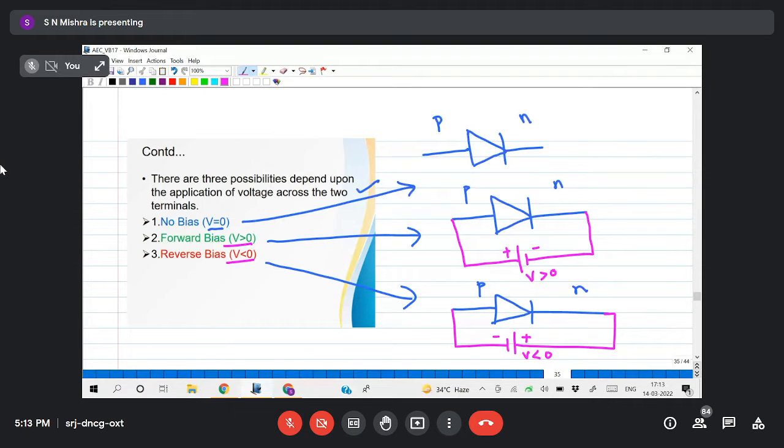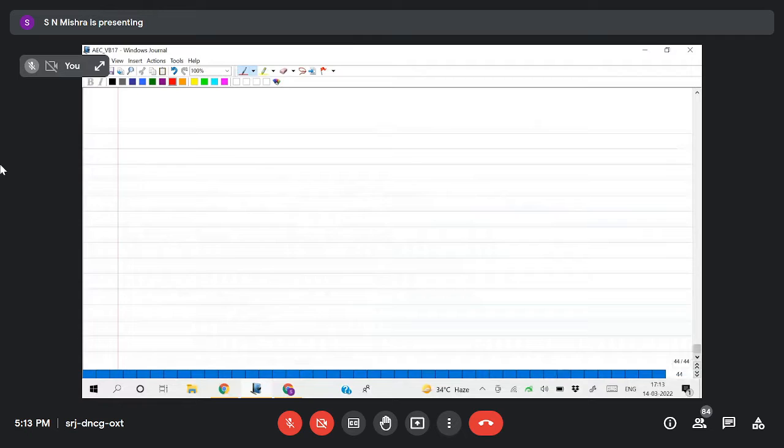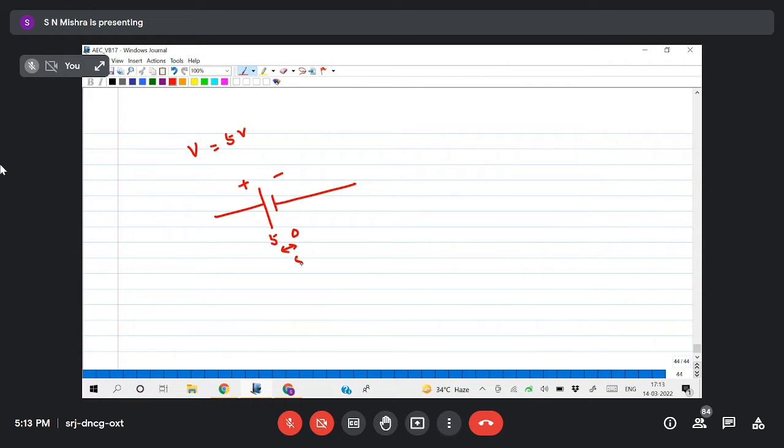So whenever you say that the P side will be connected to higher potential compared to the N side, let me take an example here. Voltage means what? 5 volt, right? Potential difference between 2 points. So if I draw like this, this is positive, this is negative, and I'll say this is 5 and this is 0. Then the potential difference between these 2 points is your 5 volt. Yes or no?